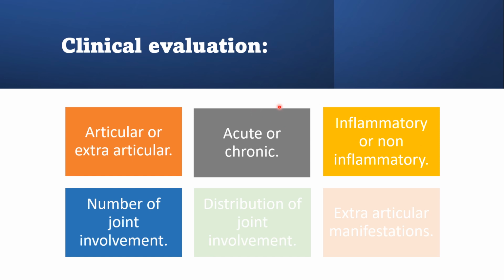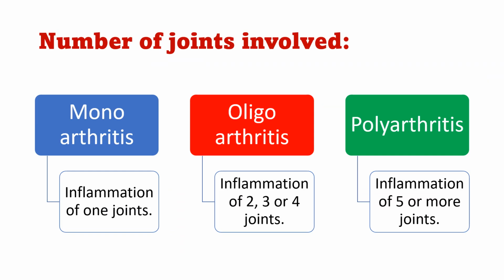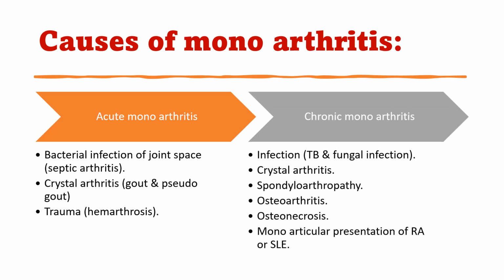The fourth question is the number of joints involved. If you have one joint involved, this is called monoarthritis. If we have 2, 3, or 4 joints, this is called oligoarthritis. If we have 5 or more joints, this is called polyarthritis. Each number of joints has certain important differential diagnoses. We will start by monoarthritis, which means that the patient has a single joint inflamed.